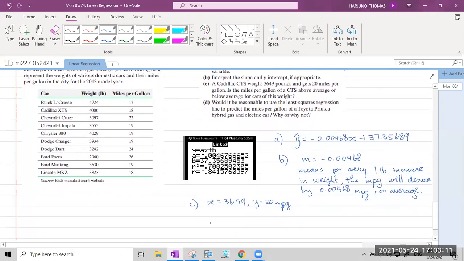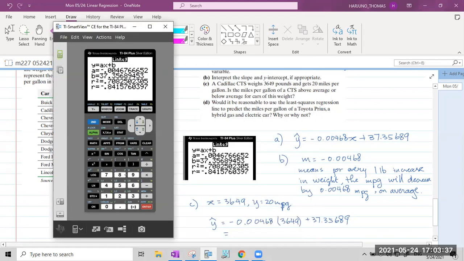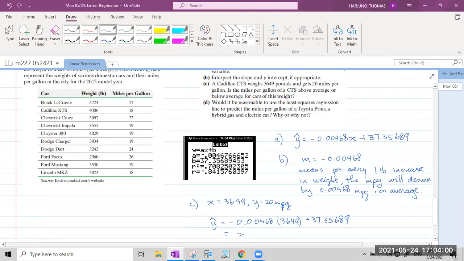So let's compute. What is the Y hat? Y hat for 3649 weight: negative 0.00468 times 3649 plus 37.35689. Let's see what's the result. Negative 0.00468 times 3649 plus 37.35689. That should be 20.27957.